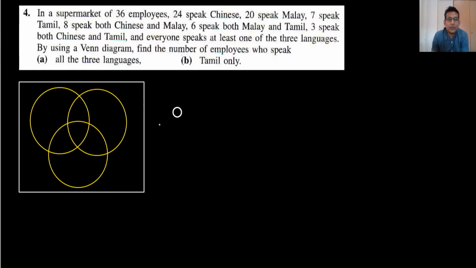Exercise 1.3, question number 4 onward, like the most important part now. In this question, I have already drawn this Venn diagram with three circles because we have three options here: Chinese, Malay, and Tamil.